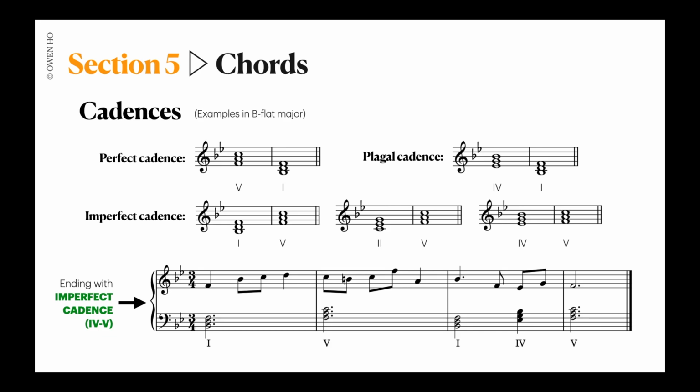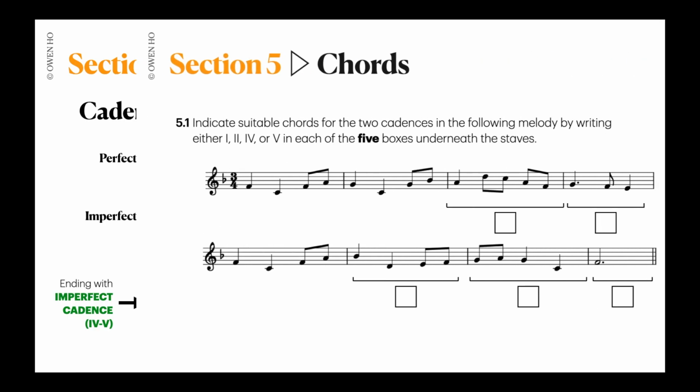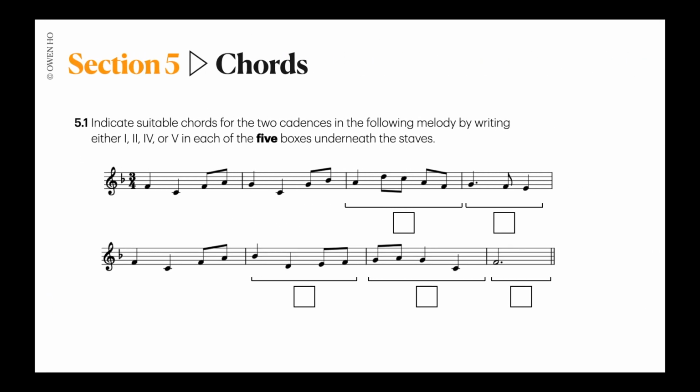Having learned triads and cadences, we can now revisit this question. In this question of the exam, we are usually given a melody with 8 bars, and there are 2 cadences. The first one in the middle of the piece, and this will usually be from bar 3 to bar 4. And we'll have another cadence in the end of the music, and this usually means the last 2 bars.